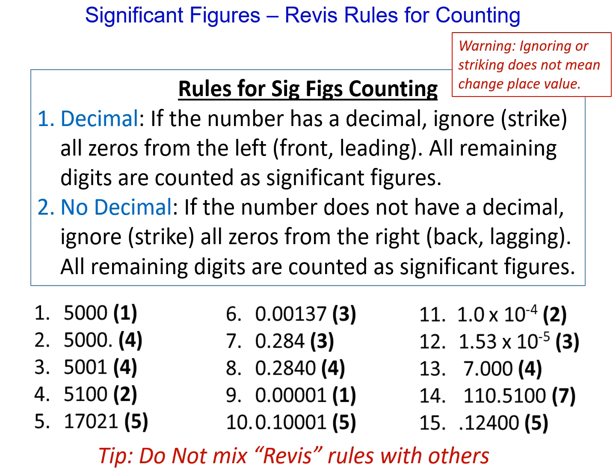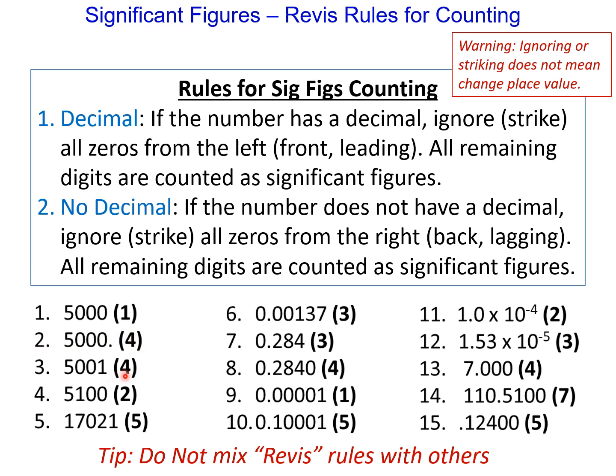Here are some examples. We have the number 500. This has one sig fig because we have no decimal. This is a no decimal rule. Therefore, we ignore the zeros on the right side. In the next example, we have a decimal point, and therefore we would ignore zeros on the left side. There are none. Therefore, there are 4 sig figs.